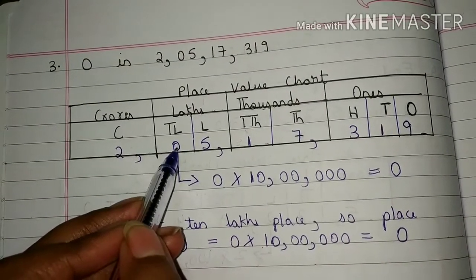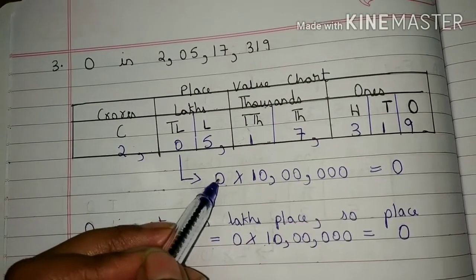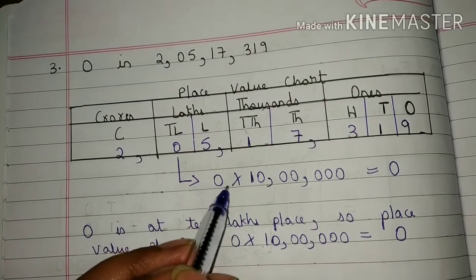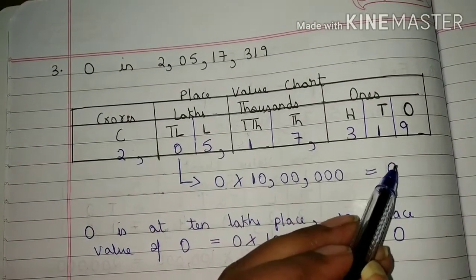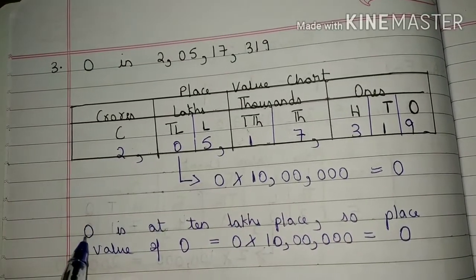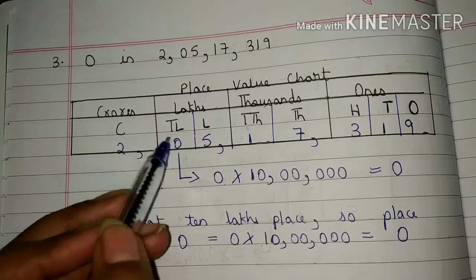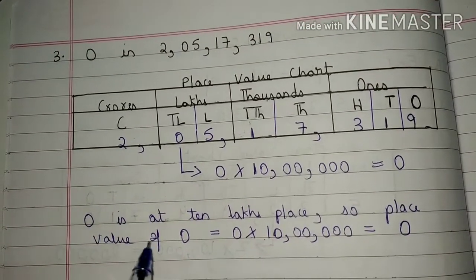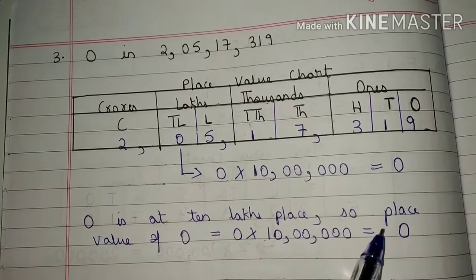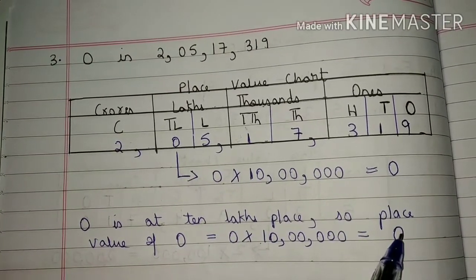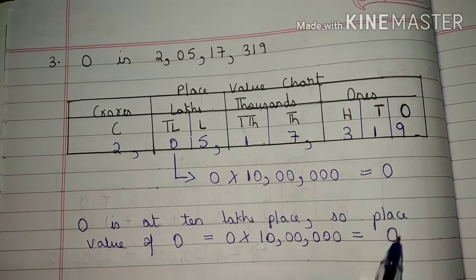Here 0 is at 10 lakh place. So place value of 0 is 0 into 10 lakh is equal to 0. So students, place value of 0 is 0.